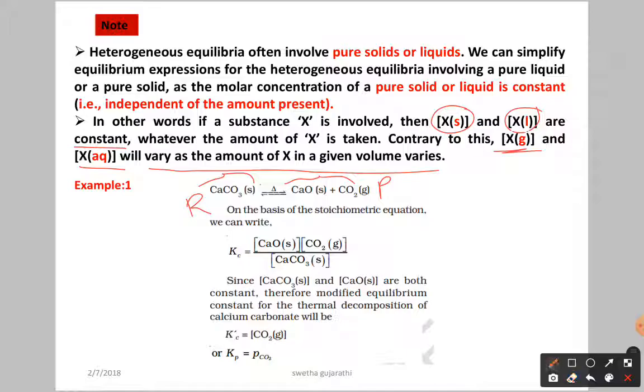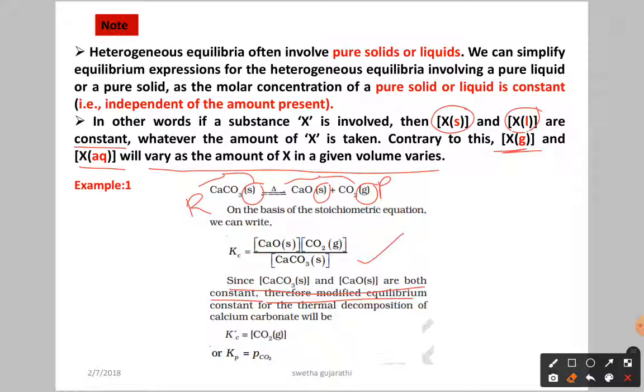Now if you see the phases, calcium oxide is solid, this is CO2 gas, and here we have the solid. Actually this is the expression you are going to write. Since calcium carbonate and calcium oxide are both constant, the modified equilibrium constant for the thermal decomposition can be written as follows. Calcium oxide and calcium carbonate are both solid, so they are not going to vary much, so we exclude these two from the equilibrium expression and write it only for the gas CO2.